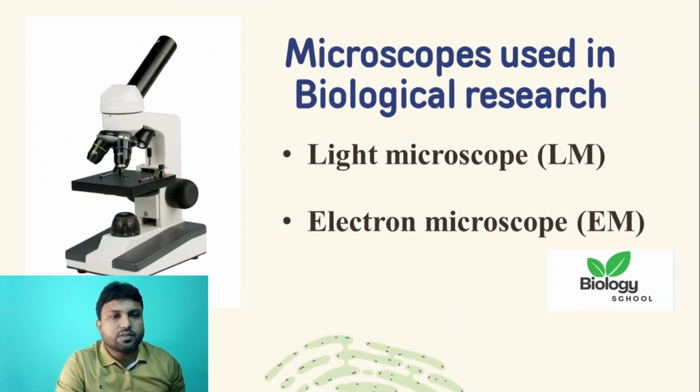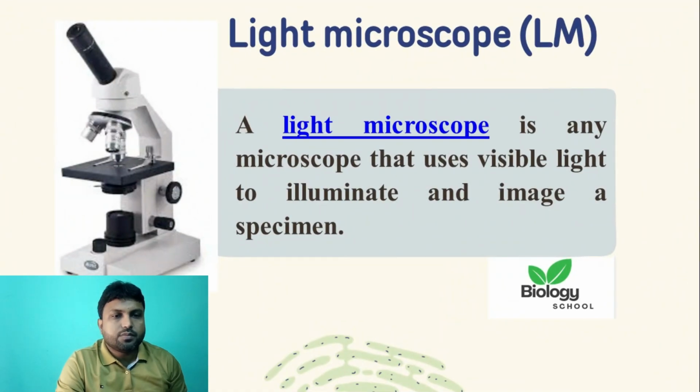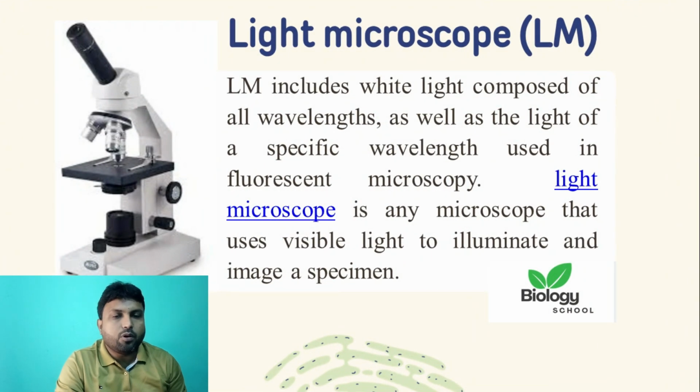The microscopes mainly used in biological research are the light microscope and the electron microscope. A light microscope is any microscope that uses visible light to illuminate an image of a specimen. Light microscopy includes white light composed of all wavelengths, as well as light of a specific wavelength used in fluorescent microscopy.